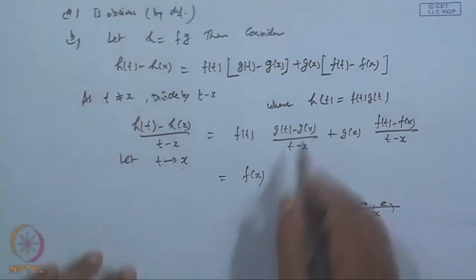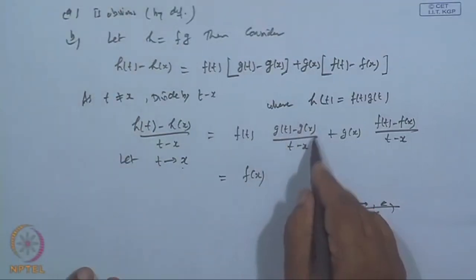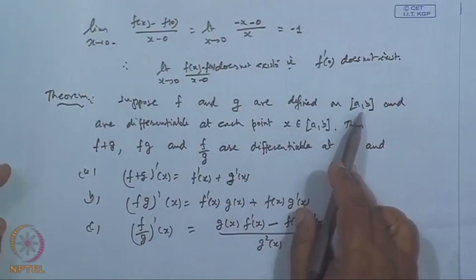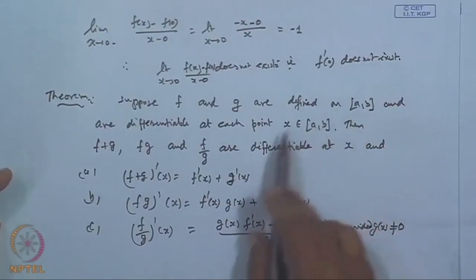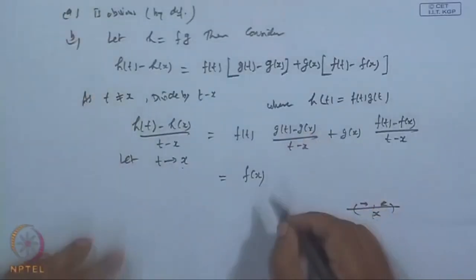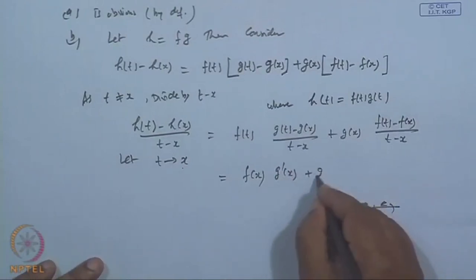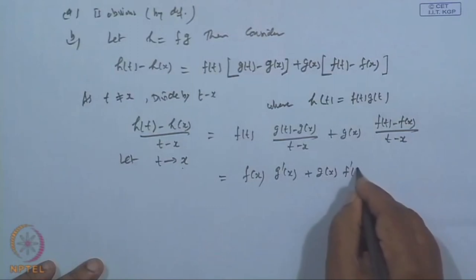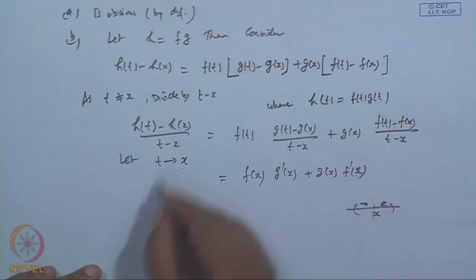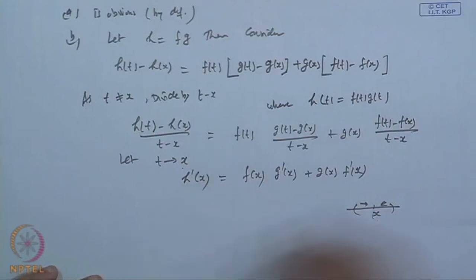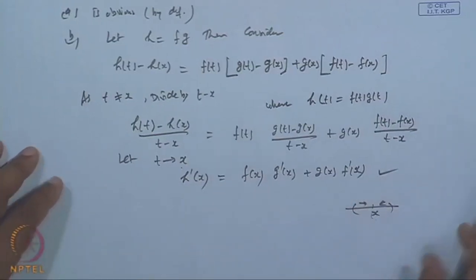And this ratio, (g(t) minus g(x)) over (t minus x), it is also given that the function g is a differentiable function at any point. So, at an arbitrary point x, it is differentiable. So, this limit will be equal to g prime x, and this will be f prime x, and this will give the derivative of the function at a point x. So, this proves the B part.